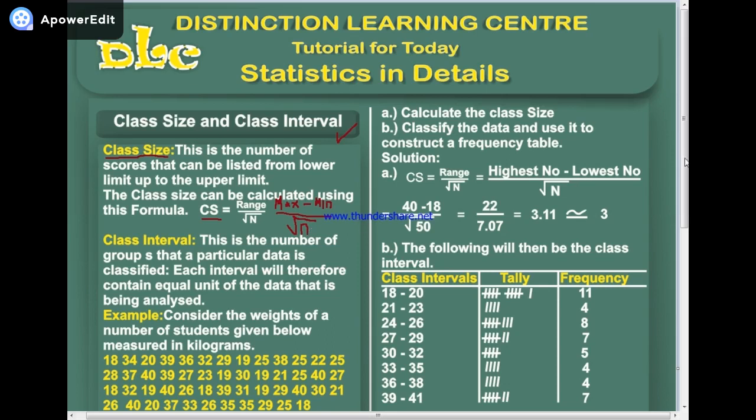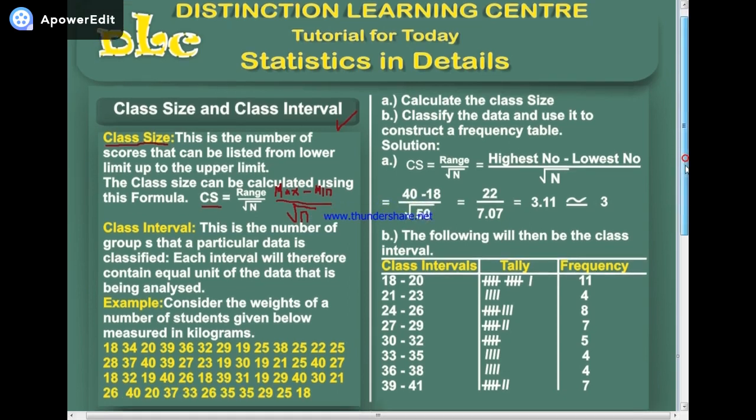Now, what do you understand by class interval? This is the number of groups into which a particular data is classified. Each interval will therefore contain equal units of the data that is being analyzed.